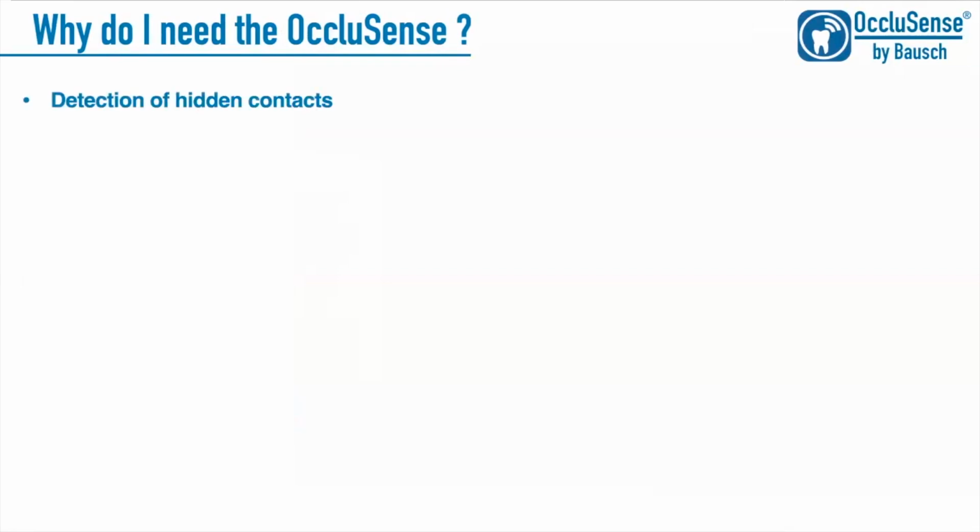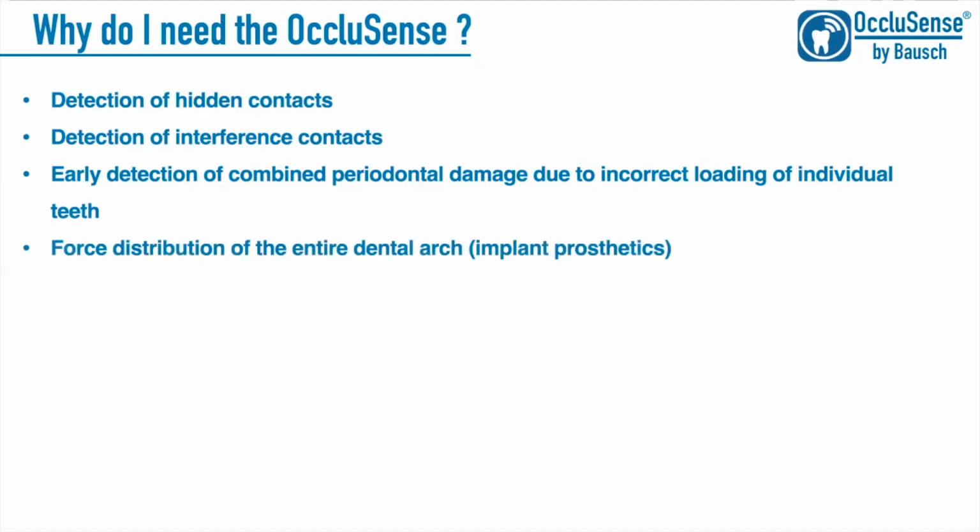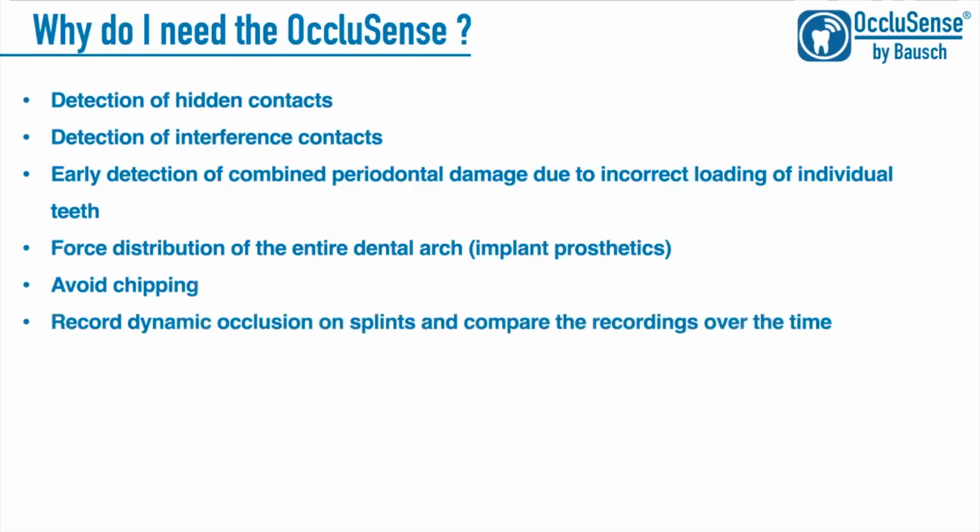What you are also able to do is detect hidden contacts that are not necessarily directly available to the patient. You can look at interference contacts or detect combined periodontal damage due to incorrect loading quite early on in the process. What you can also see is a force distribution in percentages of your entire dental arch, which can lead to chipping avoidance, and look at occlusion on splints.